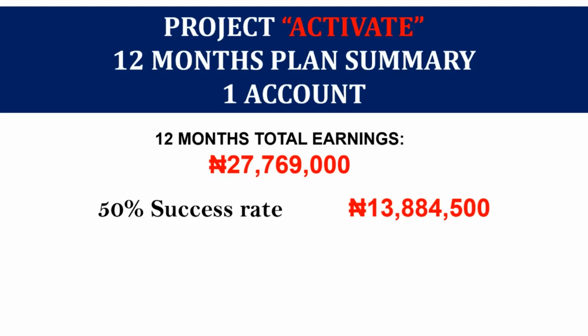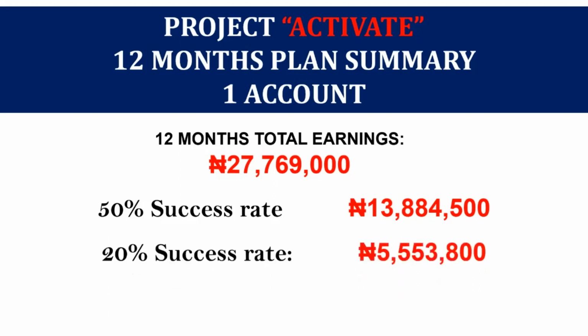Ladies and gentlemen, 20% success rate is 5 million. It means that you can engage in this project Activate and fail 80% and still make 5 million. Do you understand? No, you don't understand. Do you understand that you can engage in this project Activate in the next 12 months, fail 80%, succeed only 20%, and still make 5 million?